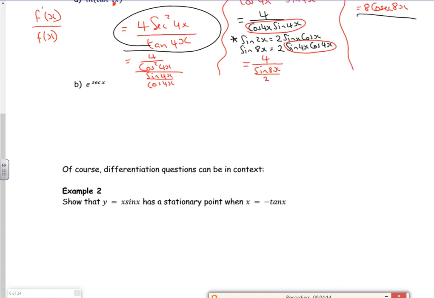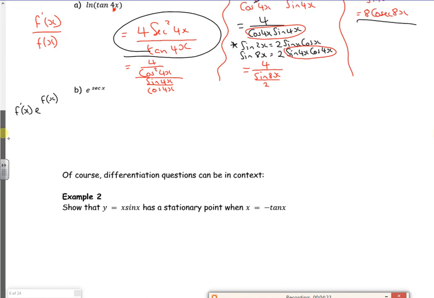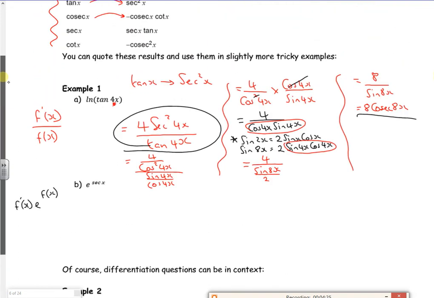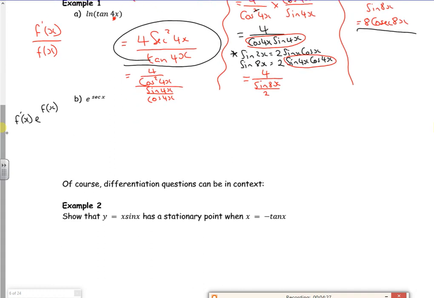So E, we're working on the idea that it's f dashed of x, e to the f of x, when we differentiate. So if I differentiate secant x, it tells me it's secant x tan x. There's nothing there to show like a little chain rule bit, so that's okay. So it just becomes sec x tan x times by e to sec x. So that's really, really straightforward. Right, let's have a look at this next one.